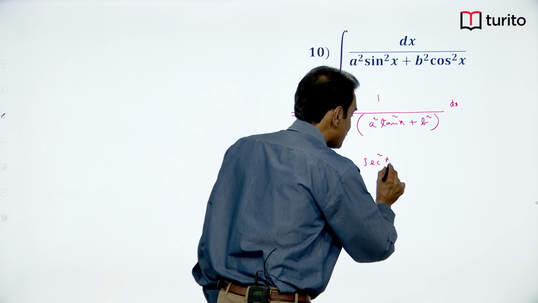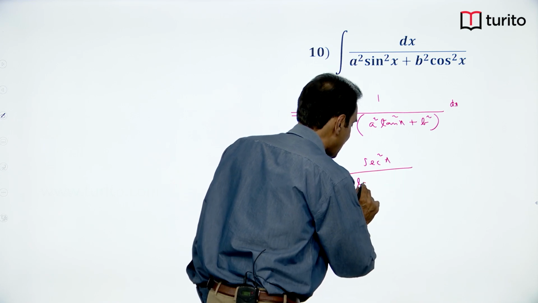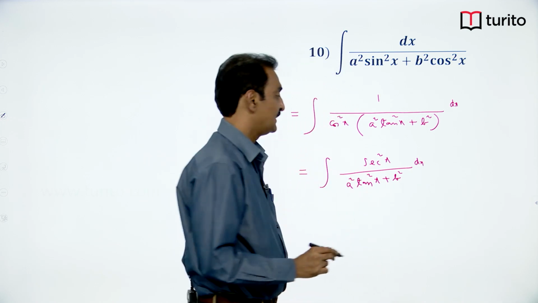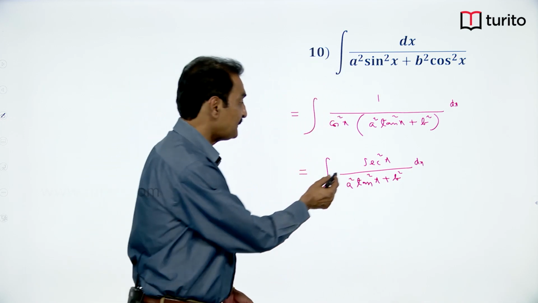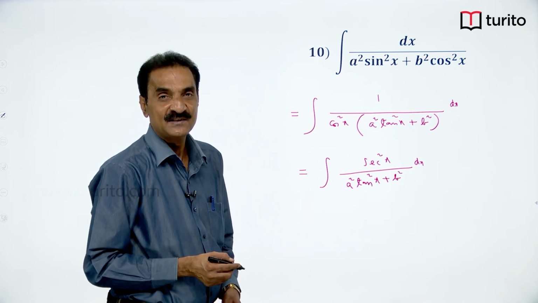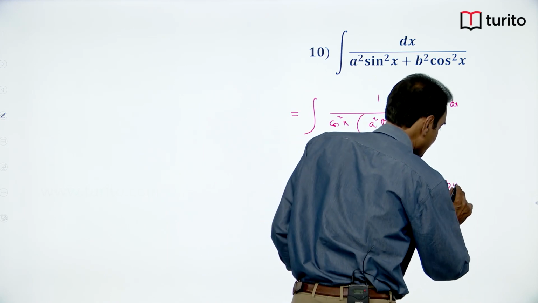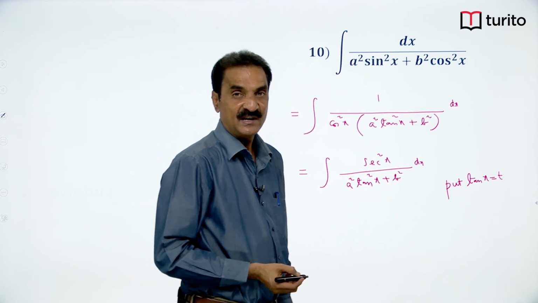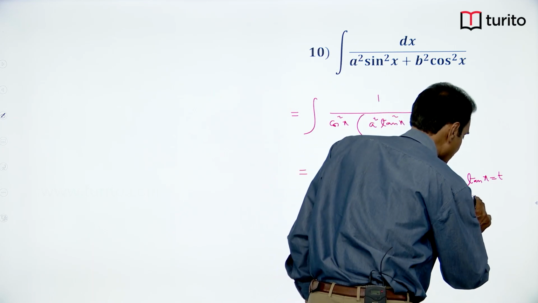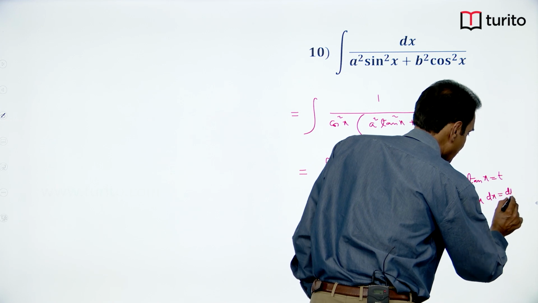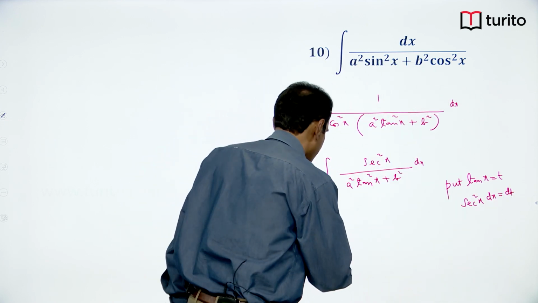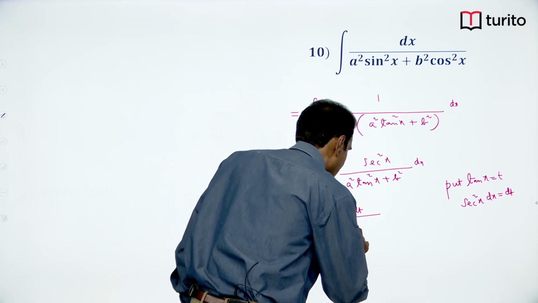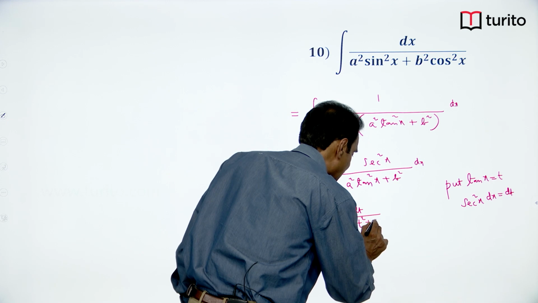Integral secant square x by a square tan square x plus b square. Now secant square x is the derivative of tan x. So obviously we put tan x equal to t. Then secant square x dx is dt. Then the numerator will be dt and the denominator will be a square t square plus b square.